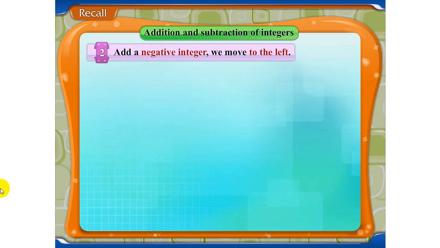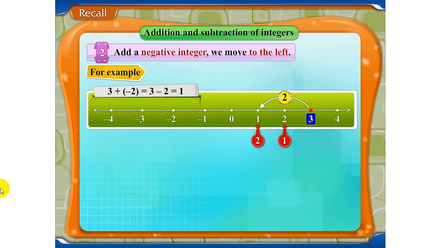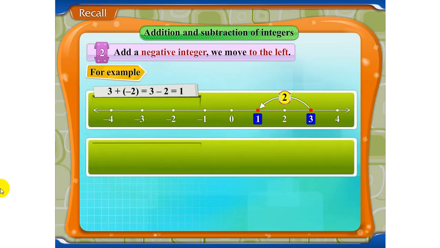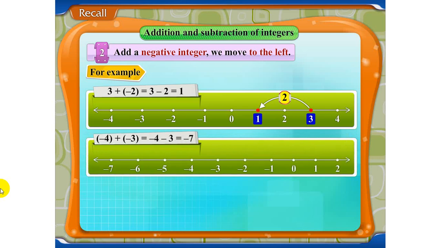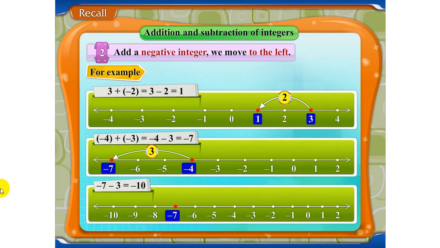2. Add a negative integer, we move to the left. For example, 3 plus negative 2 is equal to 3 minus 2, which is equal to 1. Negative 4 plus negative 3 is equal to negative 4 minus 3, which is equal to negative 7. Negative 7 minus 3 is equal to negative 10.